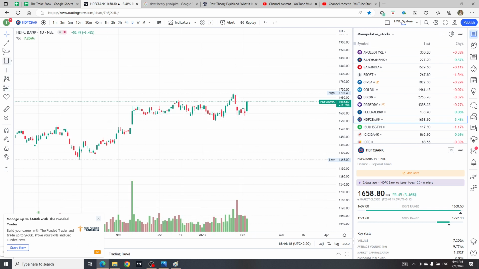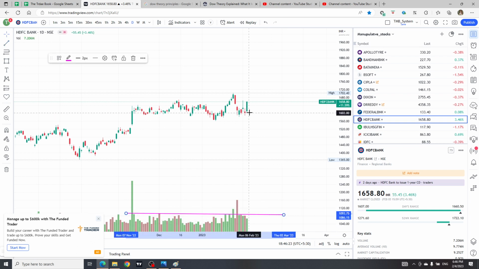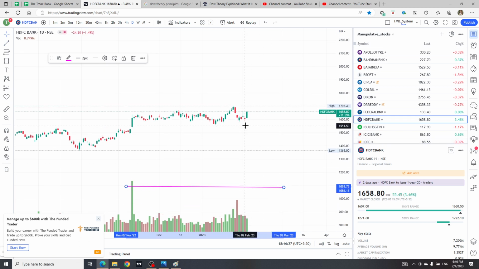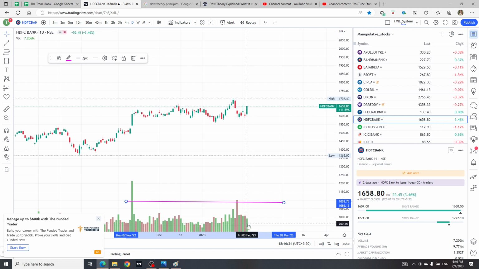If you see the average volume here, for the 3% up move the volume is supposed to be more. The volume activity is supposed to be more, but here we see the volumes are not that great.